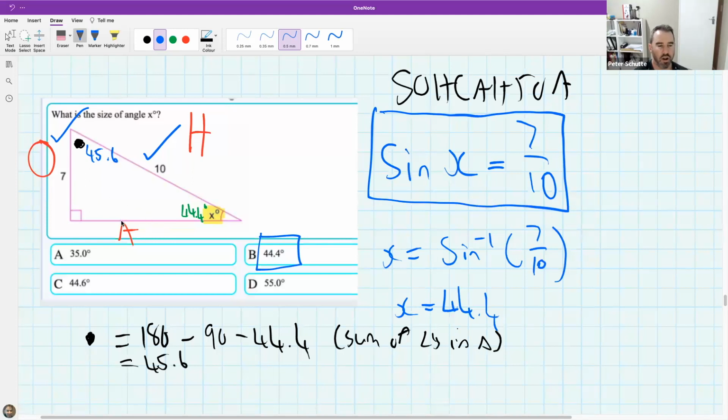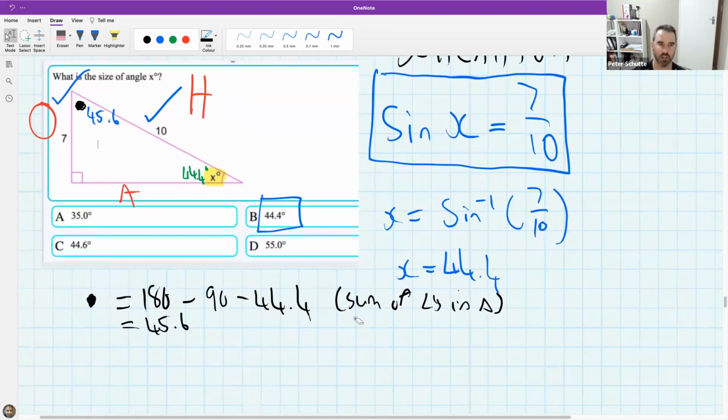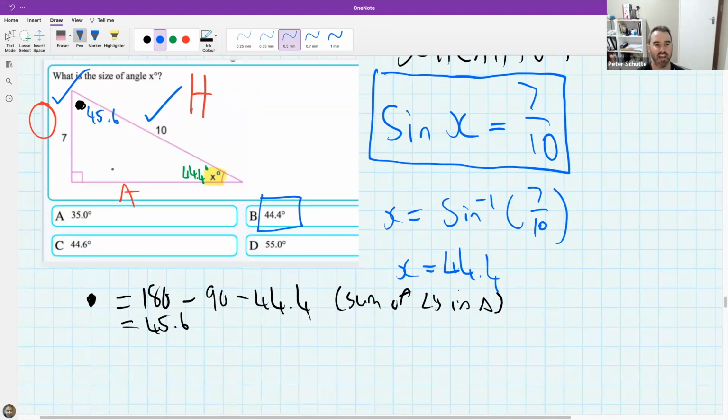Okay, what if I said to you now, I want you to find me the area of this triangle? What would we need to find the area of this triangle? I'm kind of just making stuff up as I go, but it's a good question. What do I need to find in order to find the area? Well, don't we need the side over here? And we need the side over here.